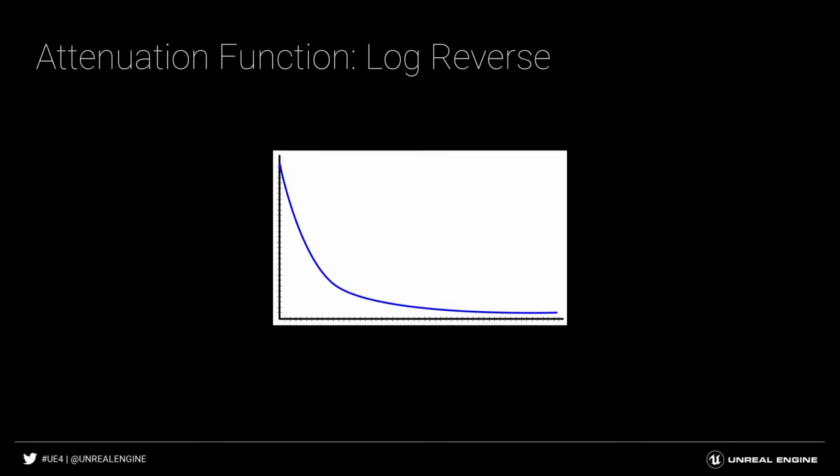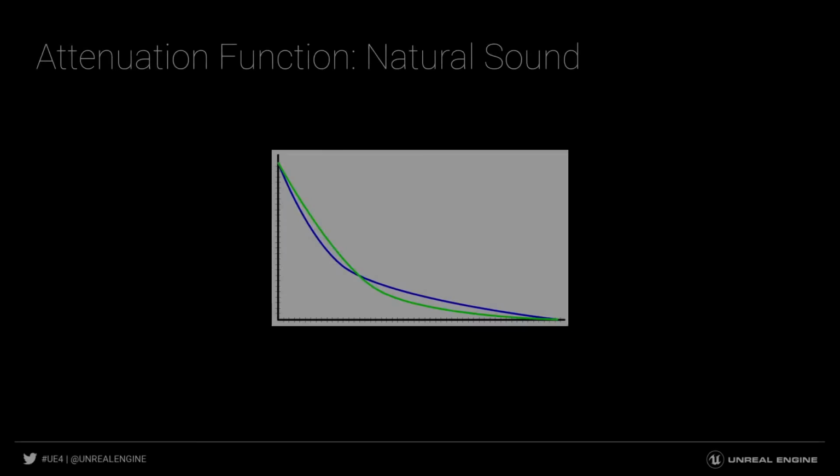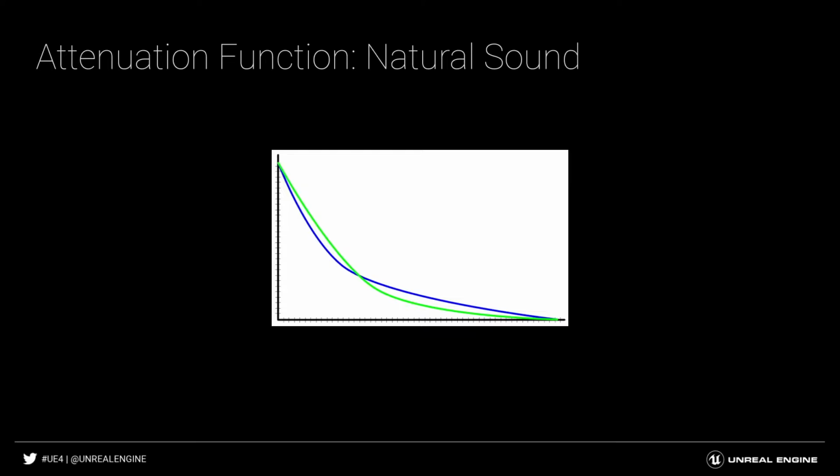The log reverse has almost the opposite effect, so there's not much change in the volume of the sound until we get right at the outer range of it. There's not really a particularly appropriate sound in the level to demonstrate this one, so you can experiment with it yourself. What we have used is this final curve, which is the natural sound. So it attempts to mimic a more naturalistic fall off in behavior. This is shown in green. It's very similar to the logarithmic fall off shown in blue. It's kind of a middle ground between the logarithmic and the inverse functions.